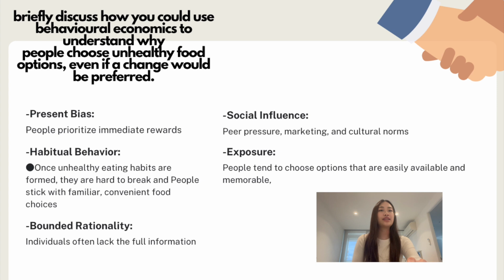Then, the next one, we have habitual behavior. Basically, once humans start eating unhealthy foods and they build unhealthy eating habits, they are hard to break due to routine and comfort. People tend to stick with something familiar, something convenient. Therefore, they choose food choices that are bad even when they know healthier alternatives exist.